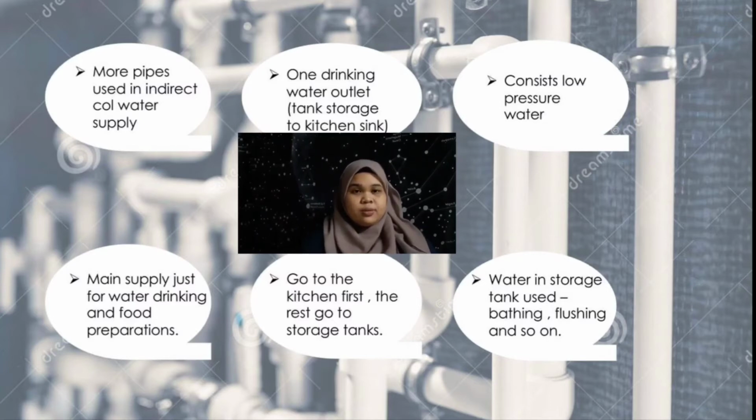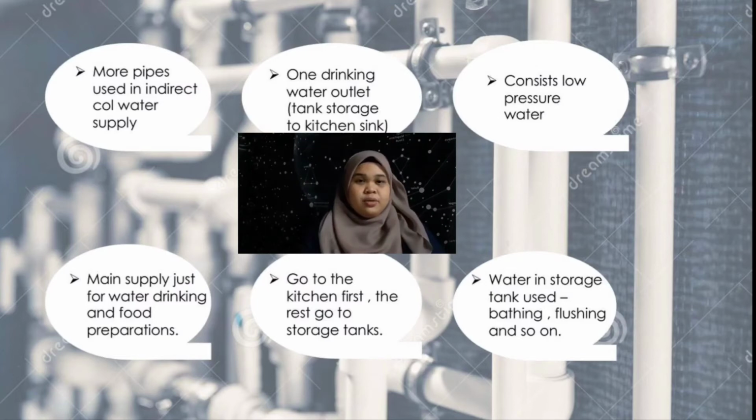Then the rest will be delivered to the storage tank. So all other appliances will get water from the storage tank, such as the toilet, washing machine, and others. This is why it is an indirect cold water system, because other appliances do not receive water from the main supply but receive it from the storage tank. That's all from me for the process of indirect cold water systems.